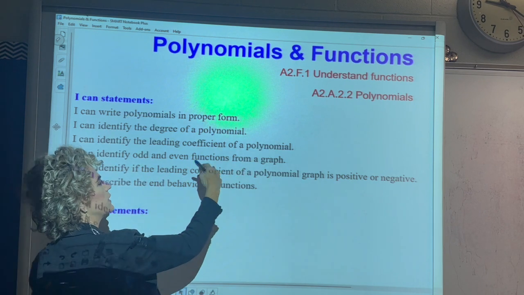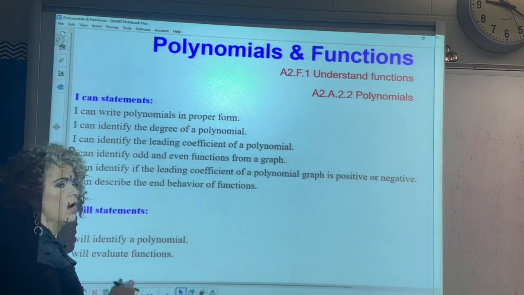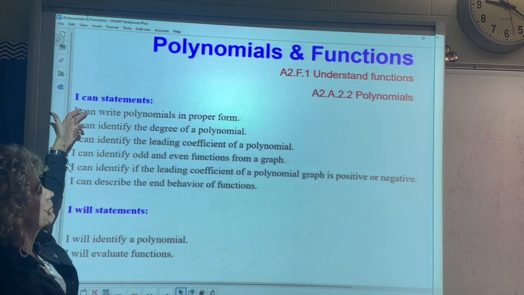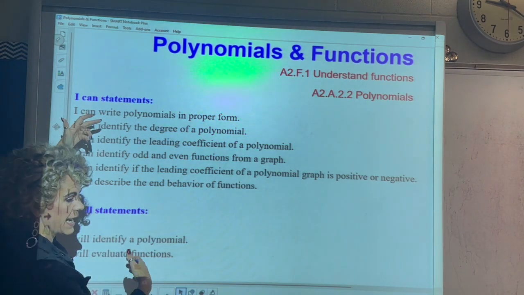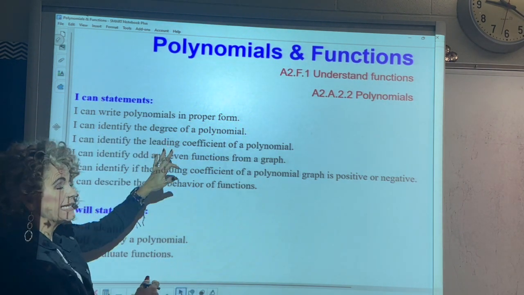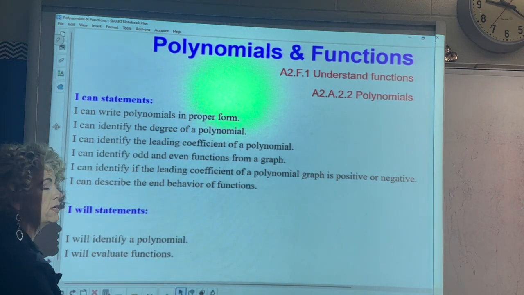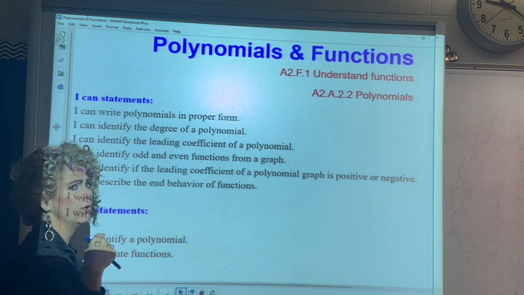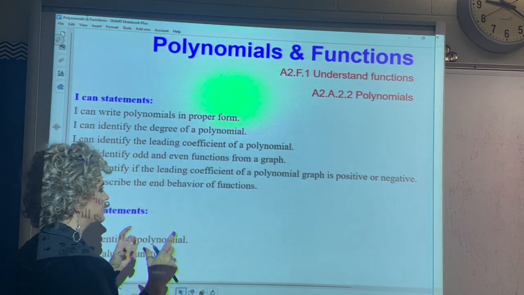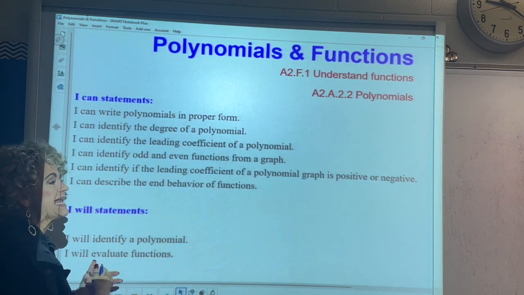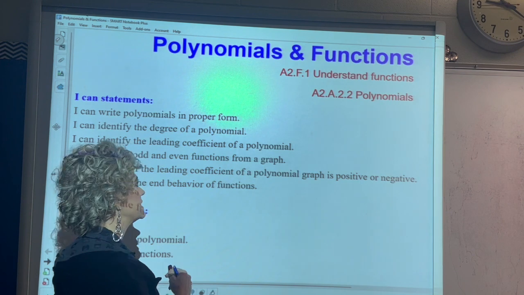I can identify the leading coefficient of the polynomial. Of course, when we put our polynomial in proper form by the degree, the exponent highest to lowest, the leading coefficient is the number out front. And remember, keep the sign with the number. Also, a radical stays with the number. The square root of 7 is completely and totally different than 7.